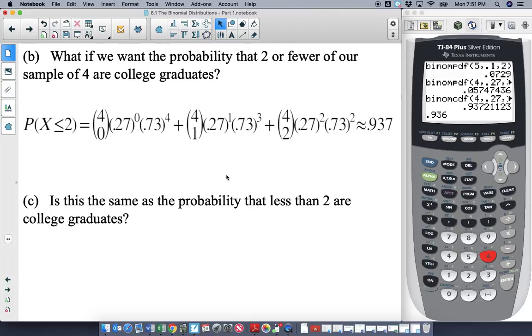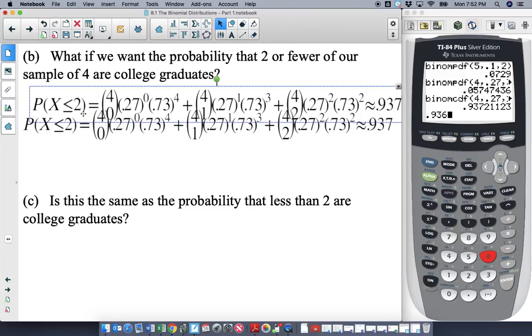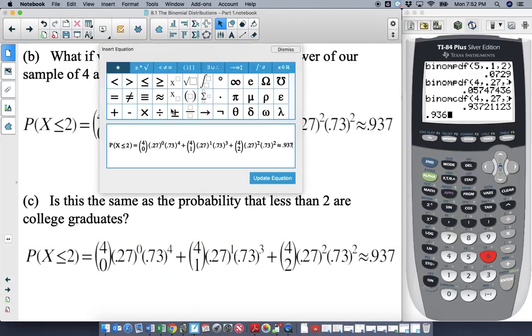Now for part C, is this the same as the probability that less than 2 are college graduates? Less than 2. Is that the same thing? No, it is not going to be the same thing. I'm going to copy and paste this because if we are saying just less than 2, then it doesn't include the value 2. So I'm going to change this to strictly less than 2. And so I want my 0 and I want 1, but I do not include the probability of 2.